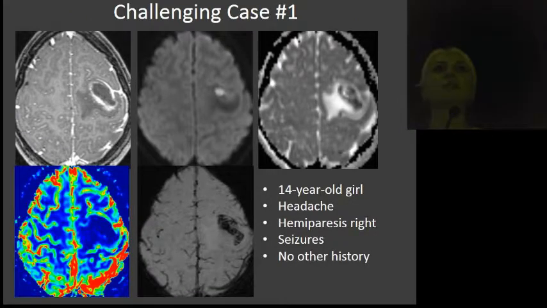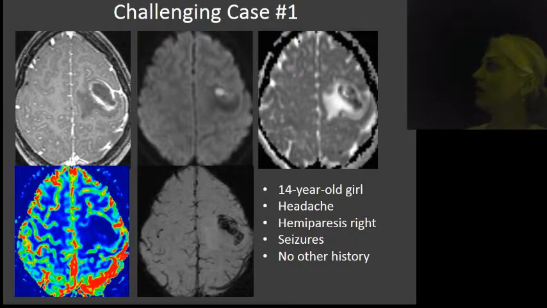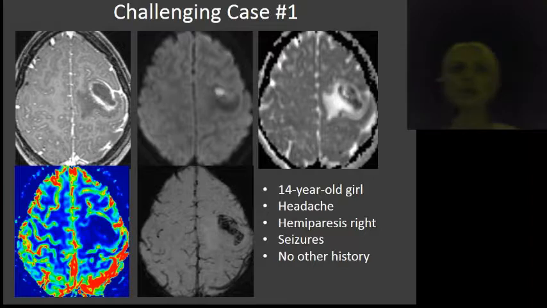Okay, let us look at this case. This is my favorite case to show because I made a mistake. This was a young girl, 14. She was having headache, hemiparesis, seizures, but no other history. The pediatricians called me and said, Dr. Turner, what is this patient having? I said, oh, this is very easy. It fits my roadmap perfectly.